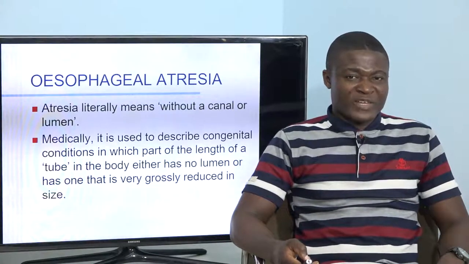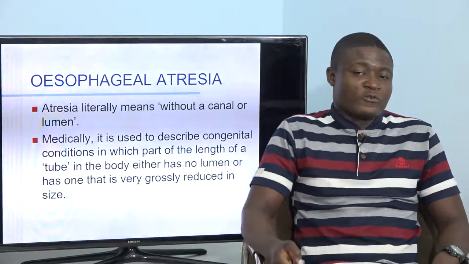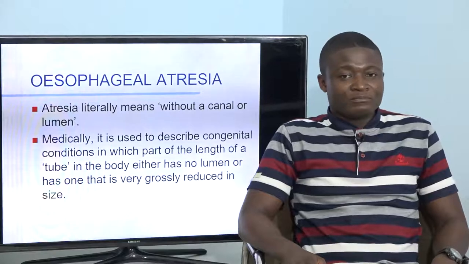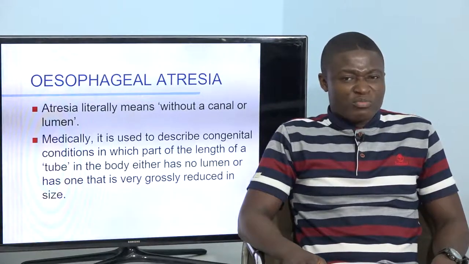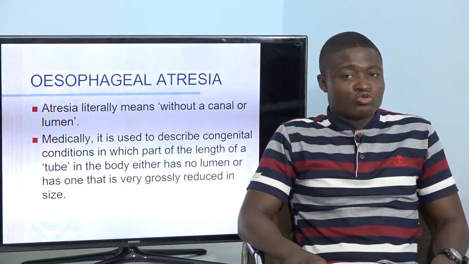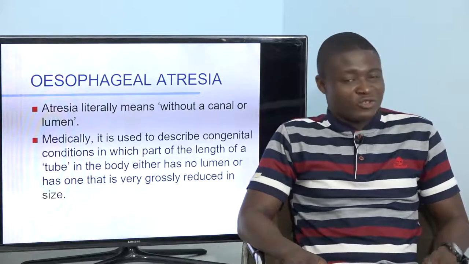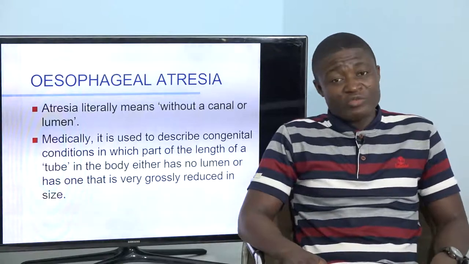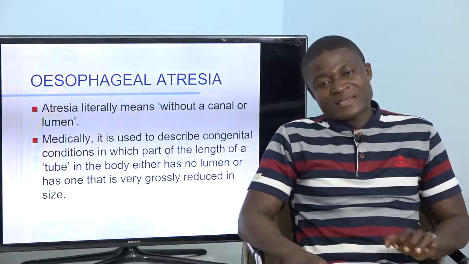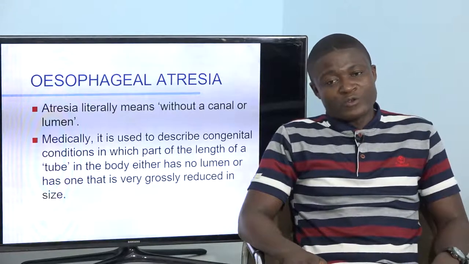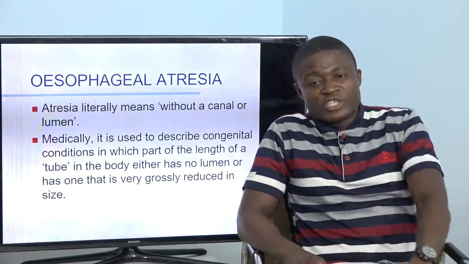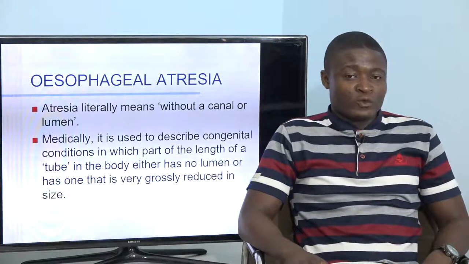We move on to esophageal atresia. With esophagus, we've talked about achalasia, where we have two major problems that are causing this: inability of the lower esophageal sphincter to relax, and as a result of that, food is not able to move smoothly into the stomach, and then poor peristaltic movement of the muscle layer of the esophagus. So because of that, it is not able to propel food content smoothly into the stomach. That is achalasia for you.